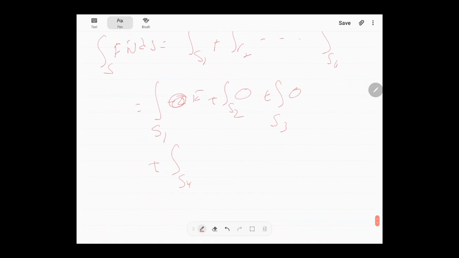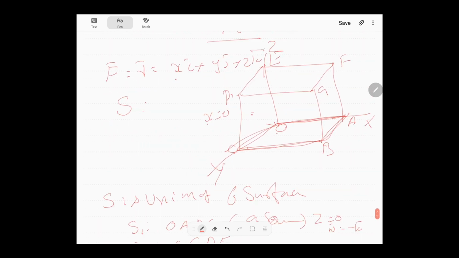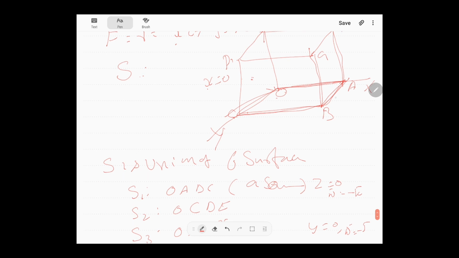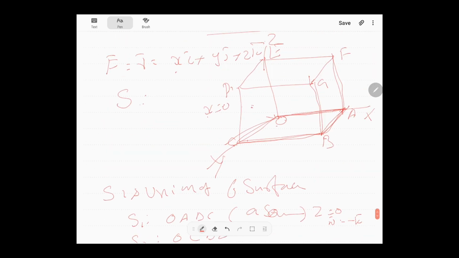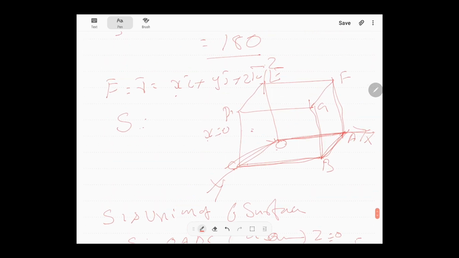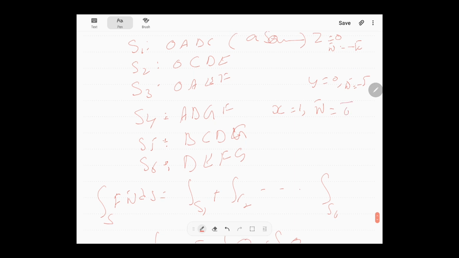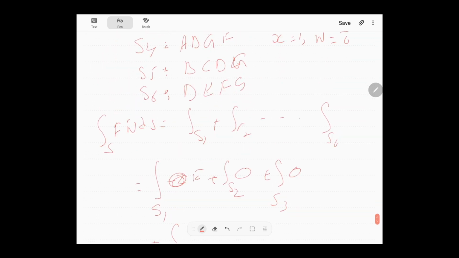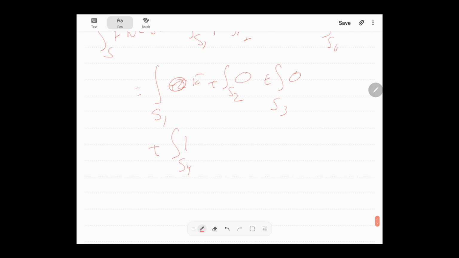Now S4, the integral over S4. What is S4? S4 is ABGF, this plane. What is the equation of this plane? The plane equation is x is equal to 1. What is your n bar? The outward normal vector for this is i bar. x is equal to 1 and n is i bar. What is F bar dot n bar? F bar dot n bar is x. x is 1. Therefore, it is 1.